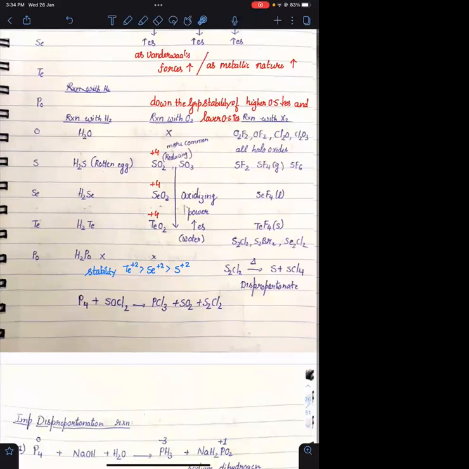Okay, theek hai. Next, reaction with halogens. Oxygen can react with halogens forming a different variety of compounds with different oxidation states. In O2F2, oxygen has a +1 oxidation state, here it is +2, and here it is -2.